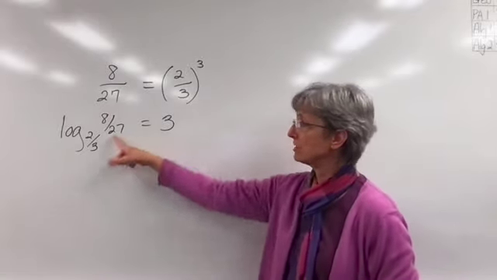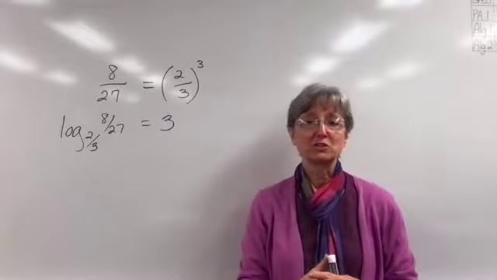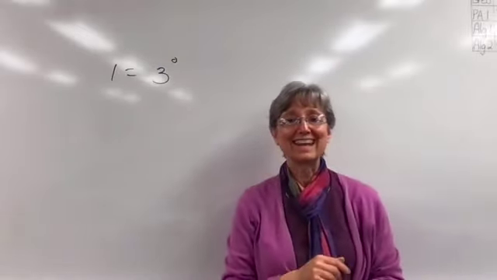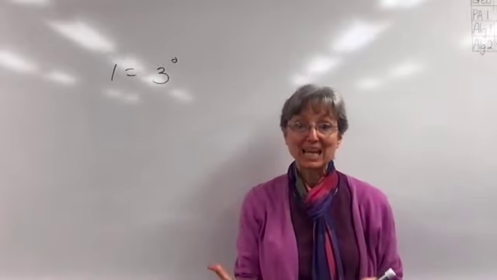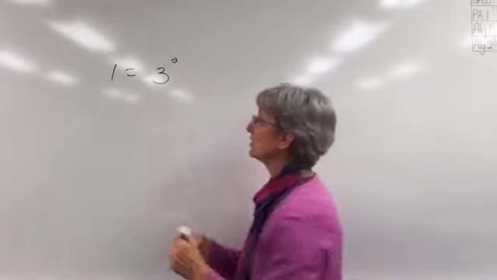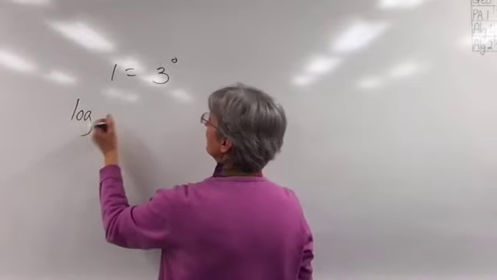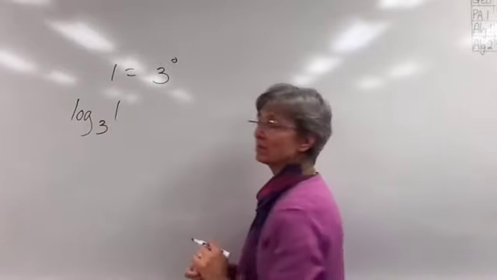2/3 to what power is 8/27? It's 3. Oh, 3 to the power of 0 equals 1. Now what do we do? Same thing, right? Take the log, grab my log, tie it on, sling the 3 down. 1, log base 3 of 1.